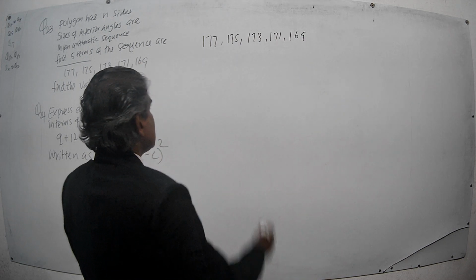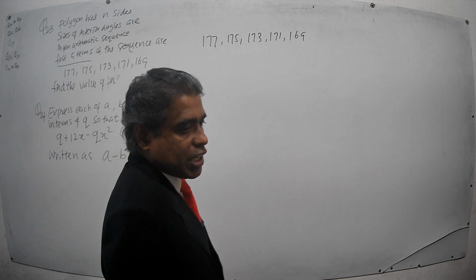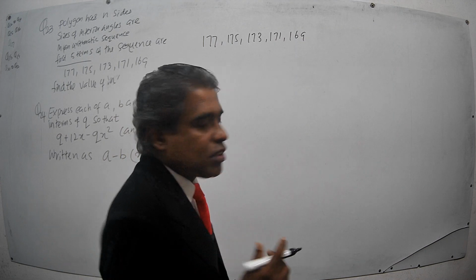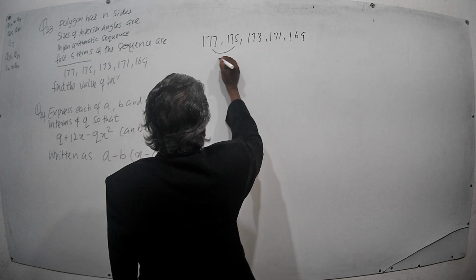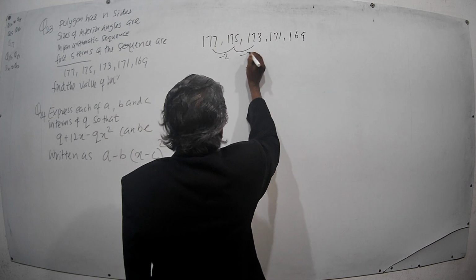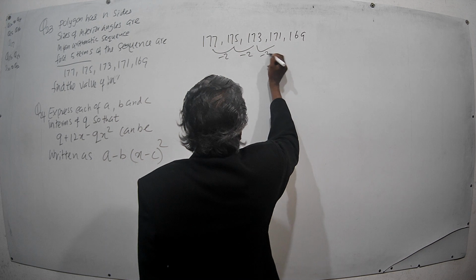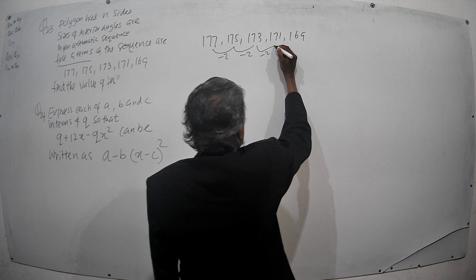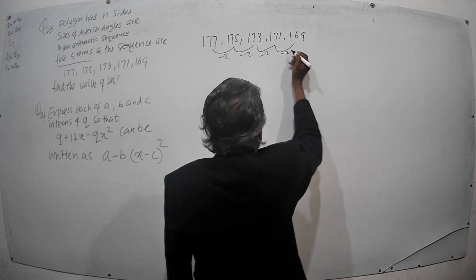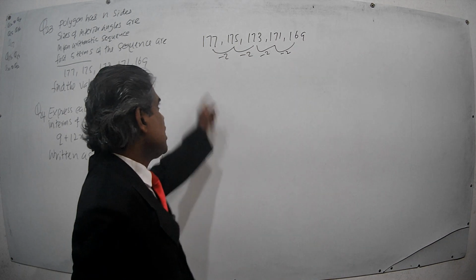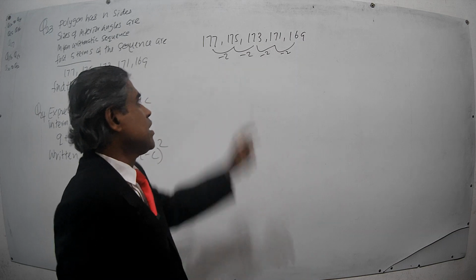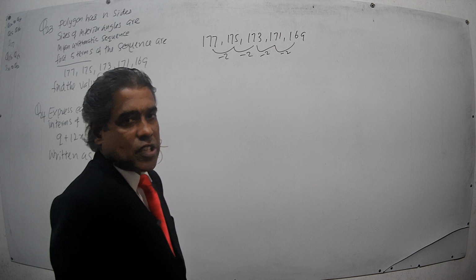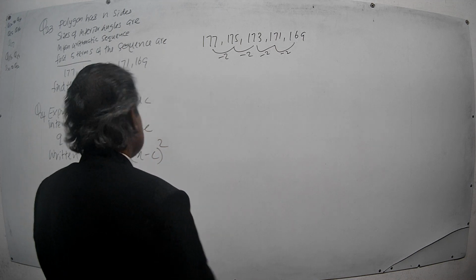So now see whether there is an equal difference between every pair of consecutive terms. Here the difference is minus 2. Here also the difference is minus 2. 173 minus 2 is 171, 171 minus 2 is 169. Yes, there's an equal difference between every pair of consecutive terms, so we say this is an arithmetic sequence or a linear sequence.